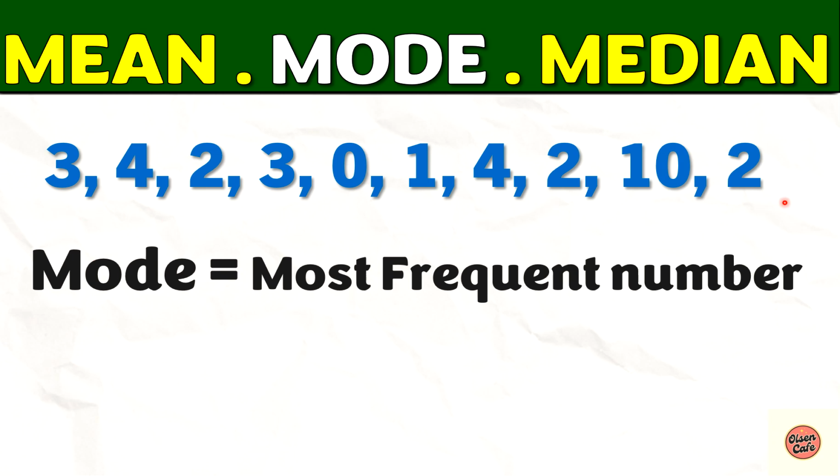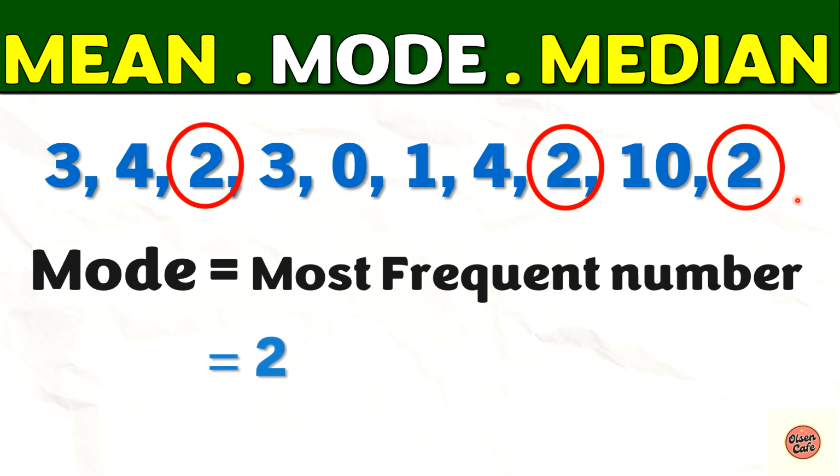notice that 2 appears most frequently. That means the most number. So if I count, 1, 2, 3. Therefore, I know that the mode over here is equal to 2.